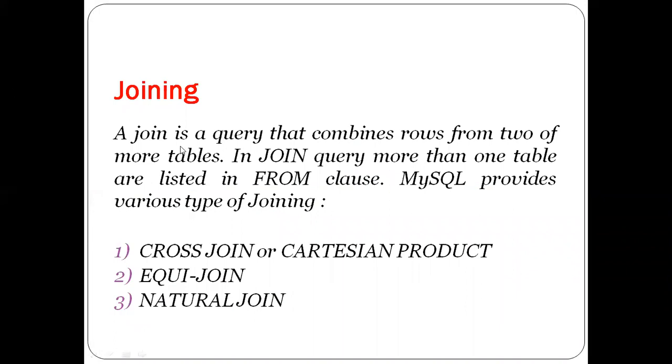What is join? Join is a query, that is a command. Previously you have done single-table commands. Here joining means records of more than one table can be displayed together. A join is a query that combines rows from two or more tables. In a join query, more than one table is listed in the FROM clause. After the FROM clause, MySQL or SQL provides various types of joining.